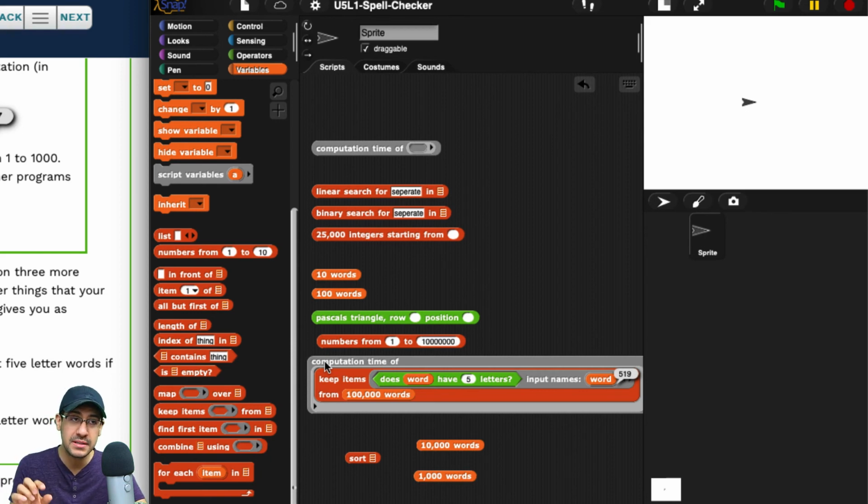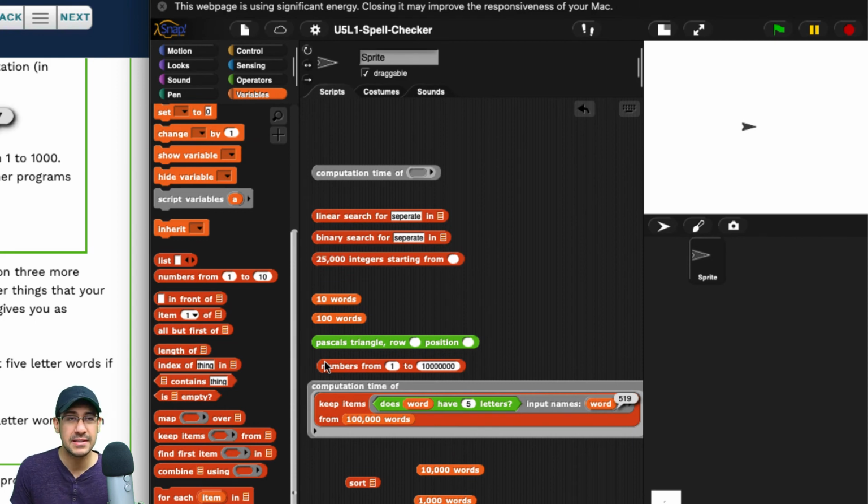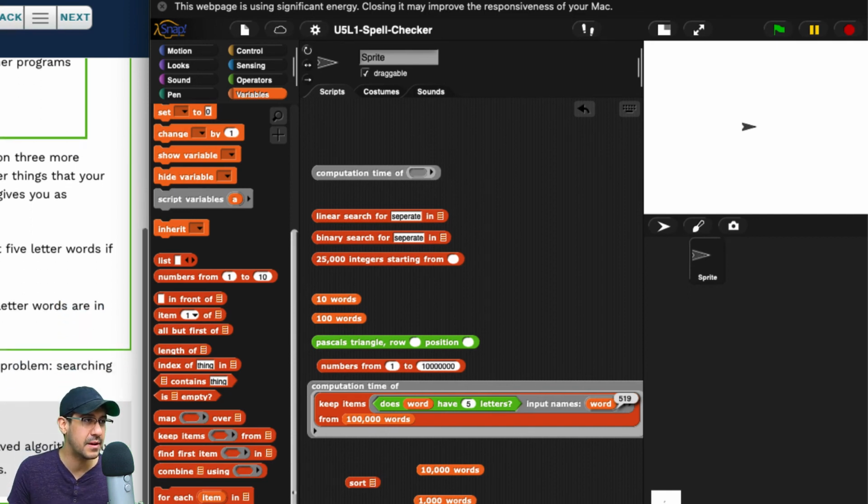So it looks like searching through this list of words is happening in linear time. If there were a million words, it's going to take 10 times longer. 10 times half of a second is going to be 5 seconds. Okay, so that is it. Let's see if there's anything else that we have to do here.